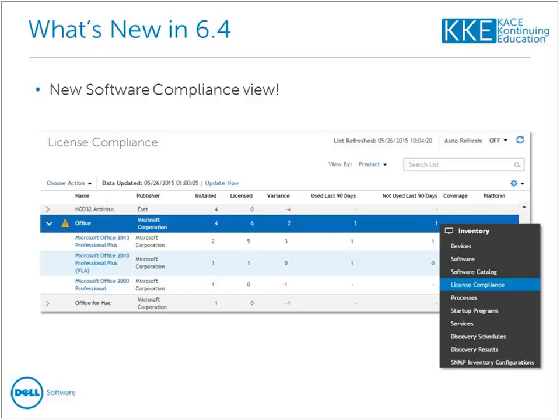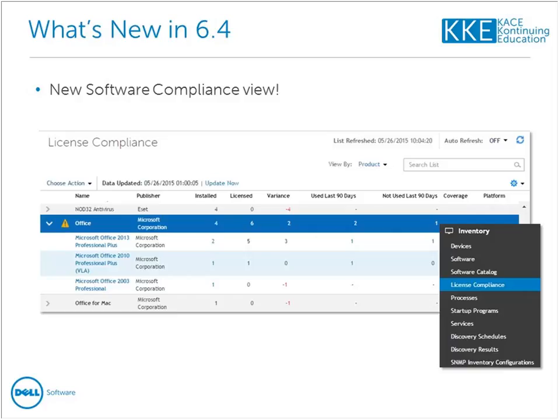And let me just give you a quick picture of the license compliance view here. You can see here, and I included the breakdown of the inventory module in the bottom right there, so you can see where to find this in your K1000. If you don't see it, either you're not on 6.4, or you want to go ahead and check your role, make sure that you have access to that page in your role. But you'll see here you have a list of all of your software in a similar way as the catalog.